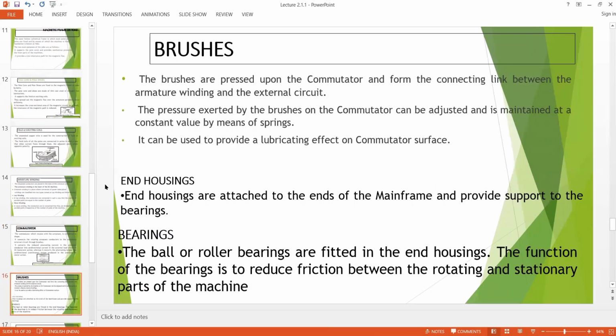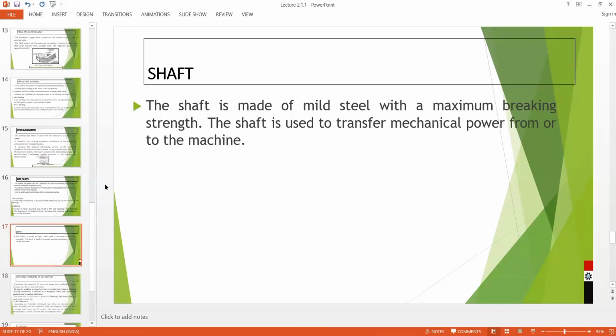Brushes, you can see I use different fonts because brushes, end housing and bearings are all three different in nature. Brushes are basically pressed upon the commutator, and are a connecting link between the armature winding and the external circuit. On the other hand, end housings are connected to the mainframe and support the bearings. Bearings are like ball bearings, which you might see in some bikes or automobiles. The bearing's function is to reduce the friction between the rotating and stationary parts of the machine.